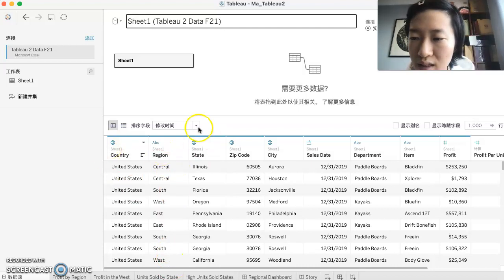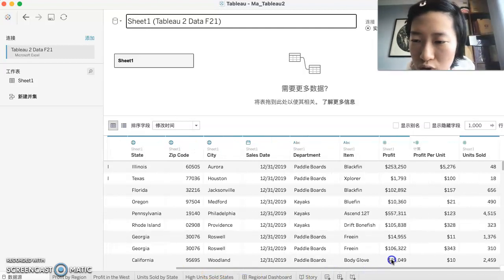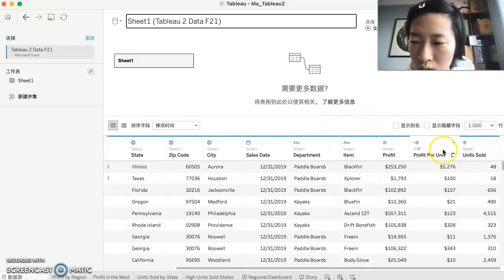First, let's look at the data source. Their country, region, state, etc. I also add a new column, which I use profit to divide the units sold, leading to the profit per unit. Then let's move to the Tableau worksheet.